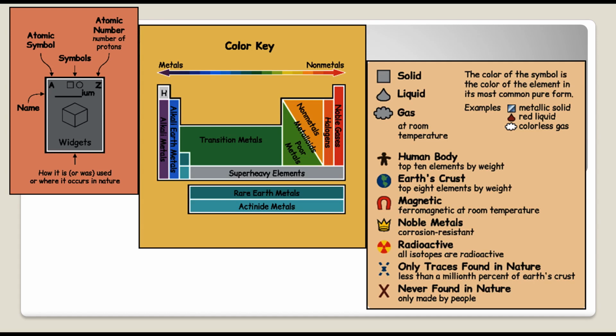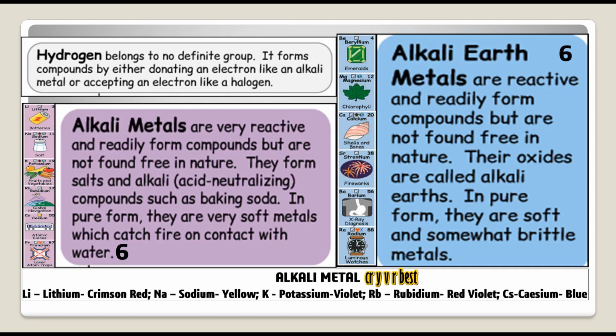Now, as I said already, we need to know the nature of the elements from alkali metals to actinide metals. We'll see them one by one. First we have to see what hydrogen is. The source of hydrogen, we already know, is the sun. Hydrogen belongs to no definite group. It forms compounds by either donating an electron like an alkali metal or accepting an electron like a halogen. Now you have an idea that alkali metals donate and halogens accept electrons. So we get the basics from this.